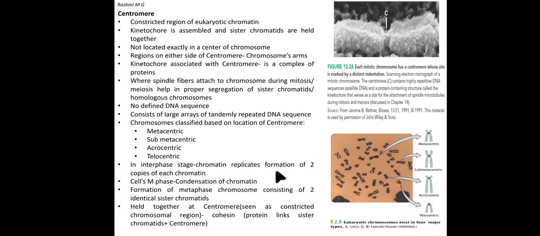In interphase, chromatin replicates, forming 2 copies of each chromatin. In M phase, there is condensation of chromatin, forming a metaphase chromosome consisting of 2 identical sister chromatids held together at the centromere, seen as a constricted chromosome region. There is a protein called cohesin, which links sister chromatids at the centromere. Which protein? That is cohesin.